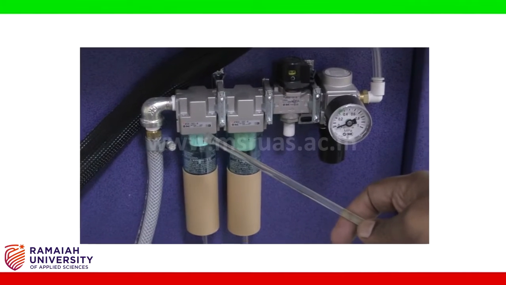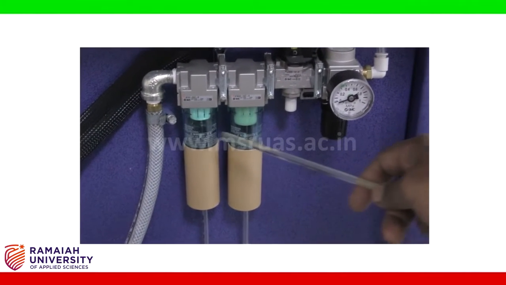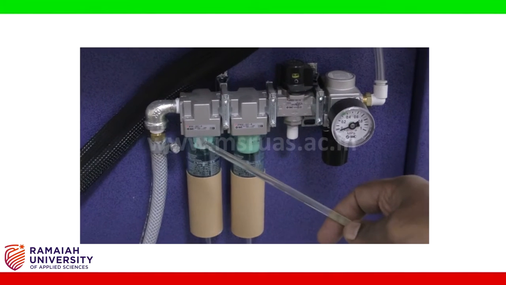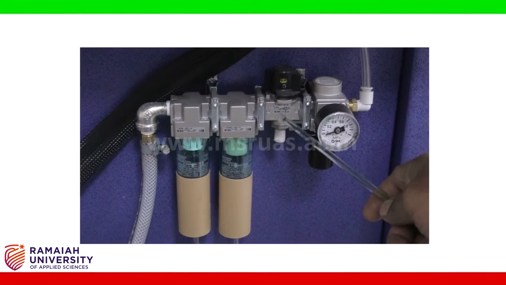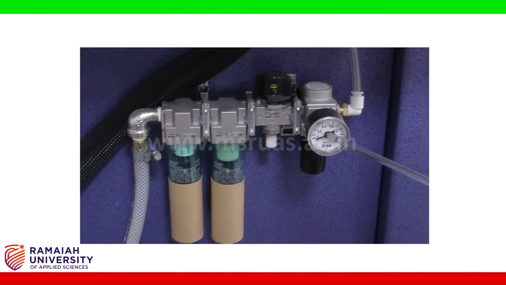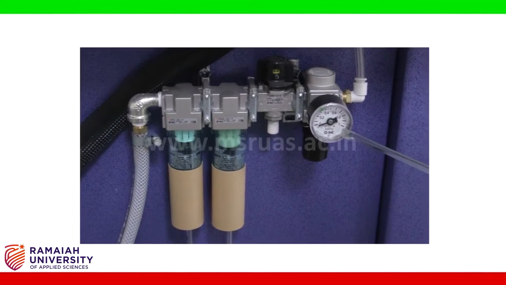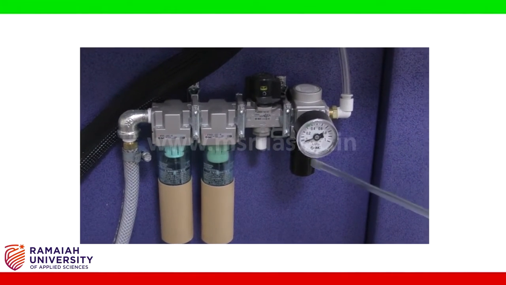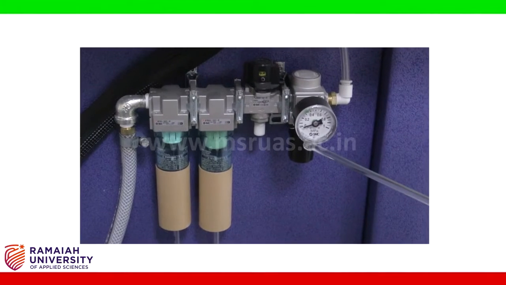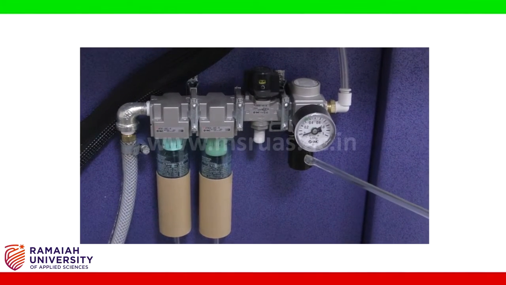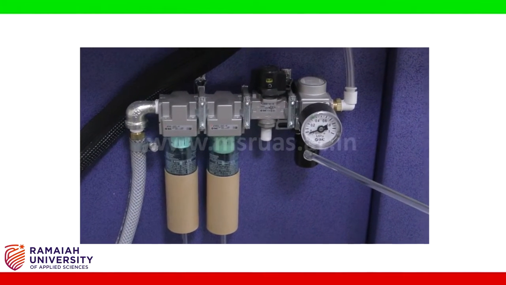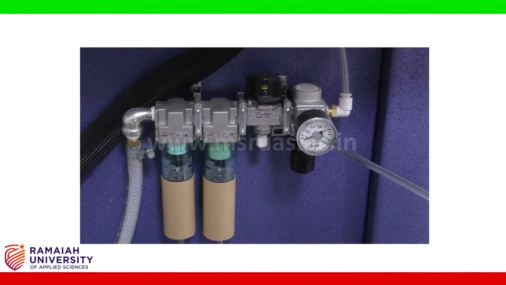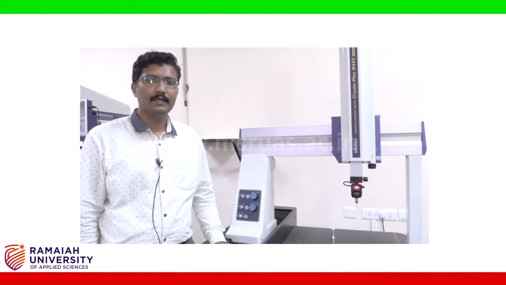Next important part of the CMM is the air regulator unit. The air regulator unit has an air filter, mist separator, silencer, pressure regulator and pressure gauge. In order to operate the CMM machine, one has to maintain an air pressure of 0.35 to 0.4 megapascal. Now let us prepare the CMM for measurements.